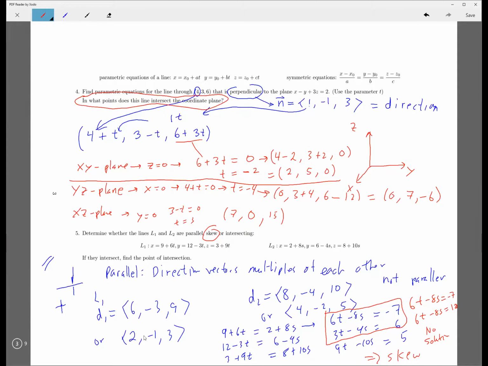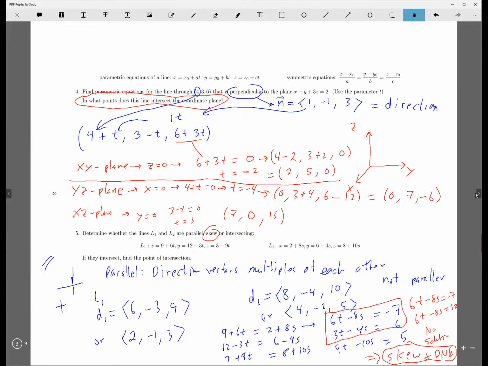So the directions are not multiples of each other, and there's no way you can solve this, so they don't intersect. That means they're skew lines. And then in the second part, you're going to put D and E. Those are going to be your answers there.